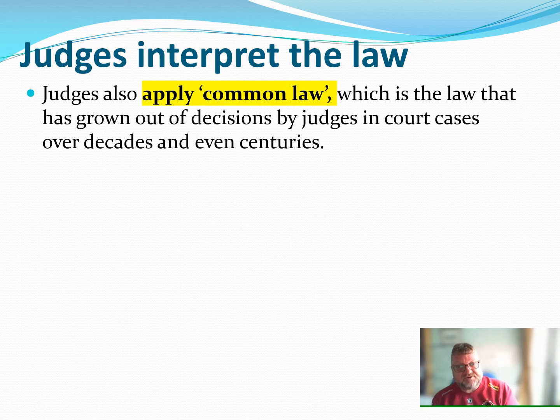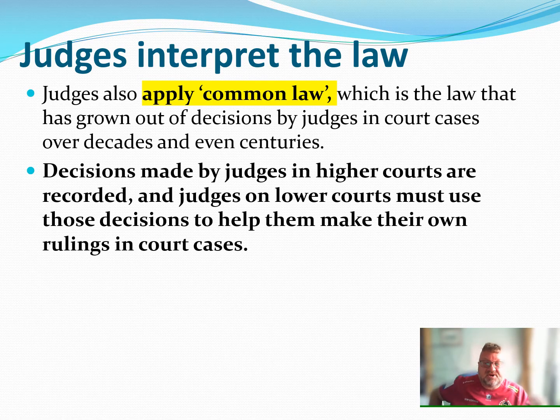And judges have to interpret the law. Now, this is all about fairness. So judges apply what's called common law. And common law is law that's grown out of decisions by judges in court cases over decades and centuries. Because for the law to work, it's got to be fair for all, so it's got to be consistent. So decisions that are made by judges in higher courts are recorded, and then judges in lower courts must use those decisions to help them make their own rulings in court cases.